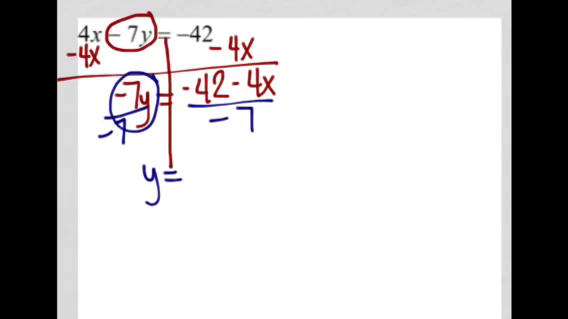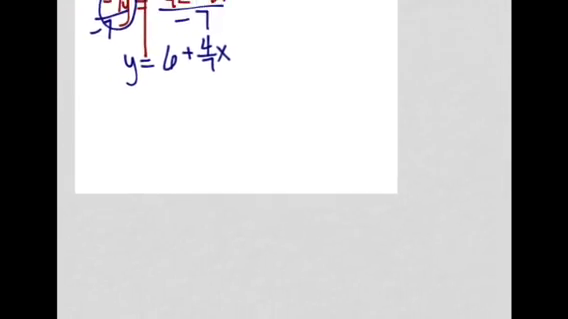Y equals negative 42 divided by negative 7. Negative divided by a negative makes a positive, and 42 divided by 7 is 6. Again, a negative and a negative make a positive, and we leave the x term as a fraction. You do not need to turn it into a mixed number, into a decimal, and any of that sort, because we have no idea how to graph those.